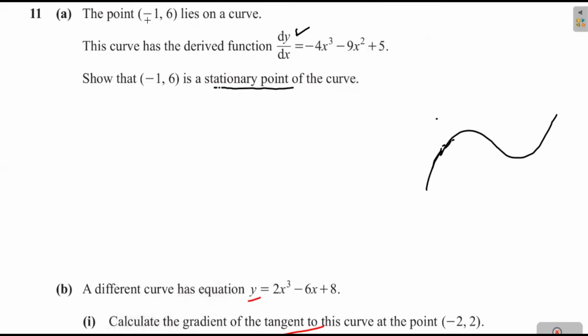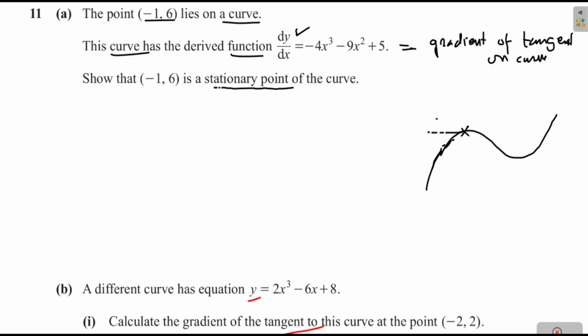Question 11, part A. The point -1, 6 lies on a curve. The curve has the function dy/dx equal to -4x cubed minus 9x squared plus 5. Show that -1, 6 is a stationary point on the curve. Suppose this is the curve and this function dy/dx is the gradient of tangents on the curve. We have to prove that the stationary point on the curve is -1, 6. And the stationary point is the point where the gradient of the tangent is equal to 0.